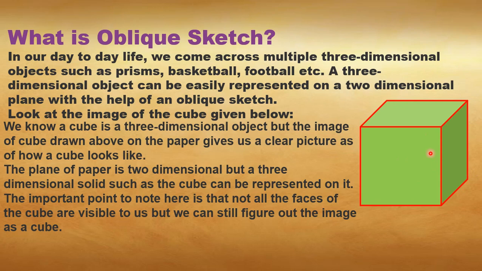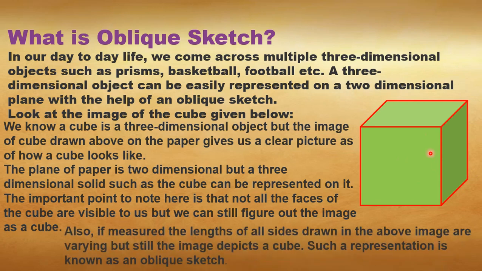all the faces are not visible, but still that sketch gives the idea of the three-dimensional object, how that object will look like. Also, if we measure the length of all sides drawn in the image, all are varying, but still we can get the idea that the cube is like this. So this type of representation is known as the oblique sketch.